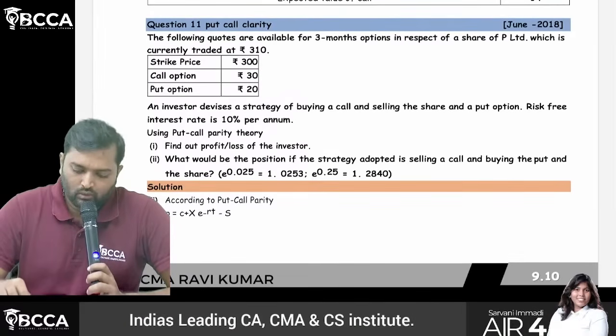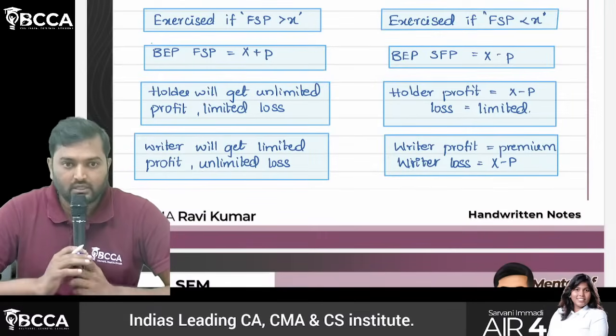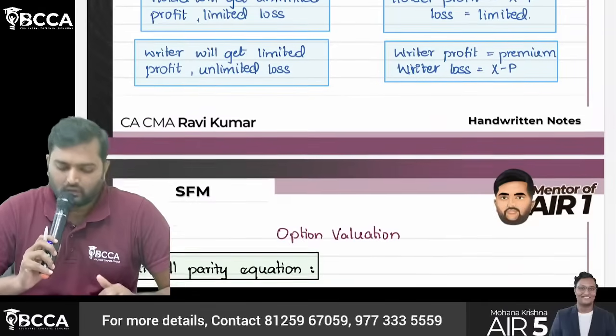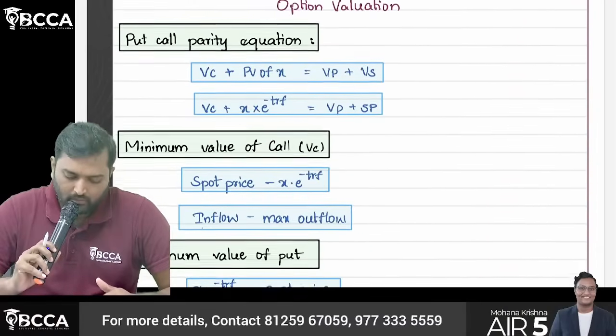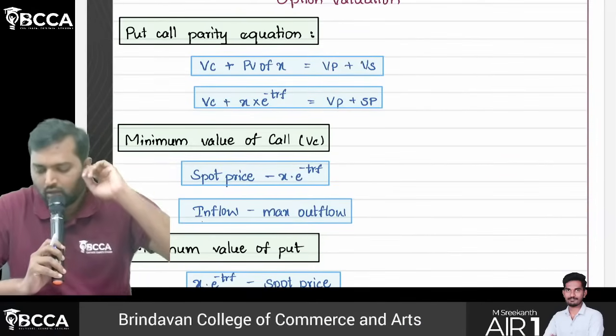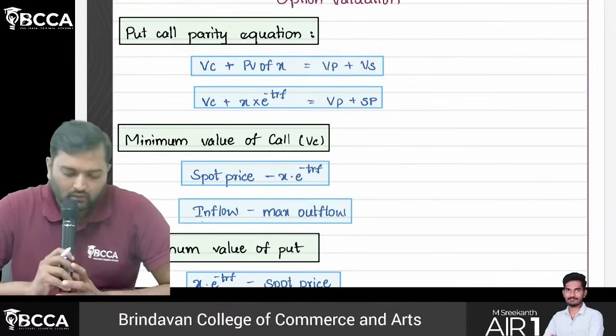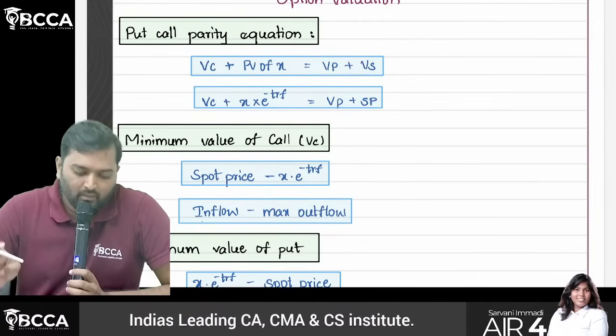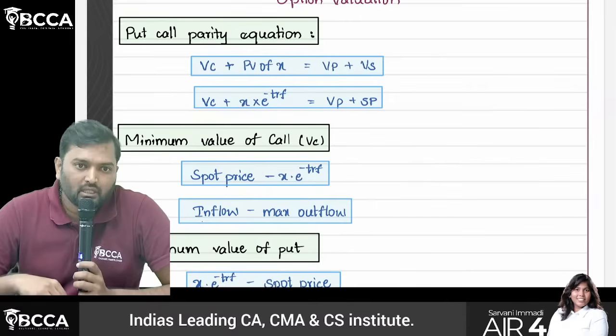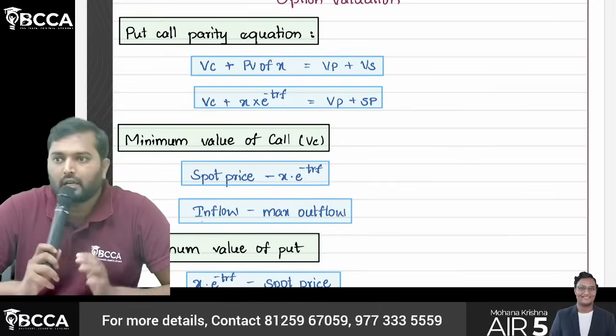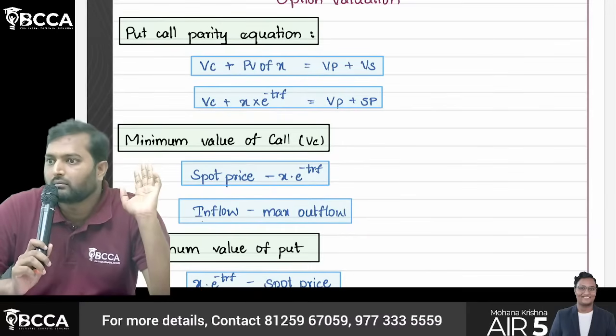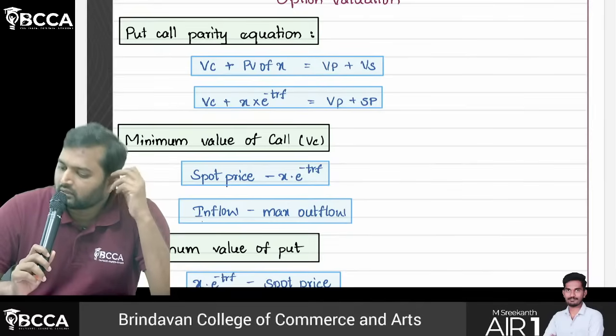Now let us move on to the next concept. What is the next concept? Minimum value of a call, minimum value of a put, and put call parity equation. Parity means what? Equal. Parity means equal. Put call parity equation.